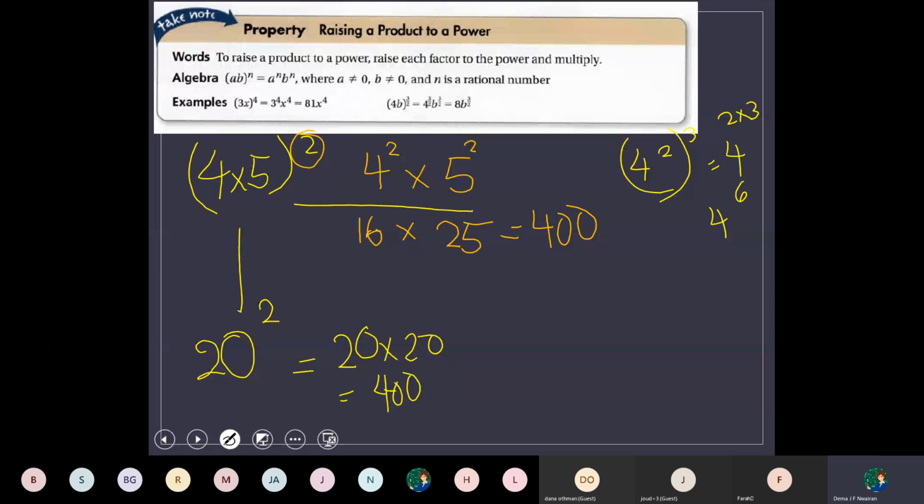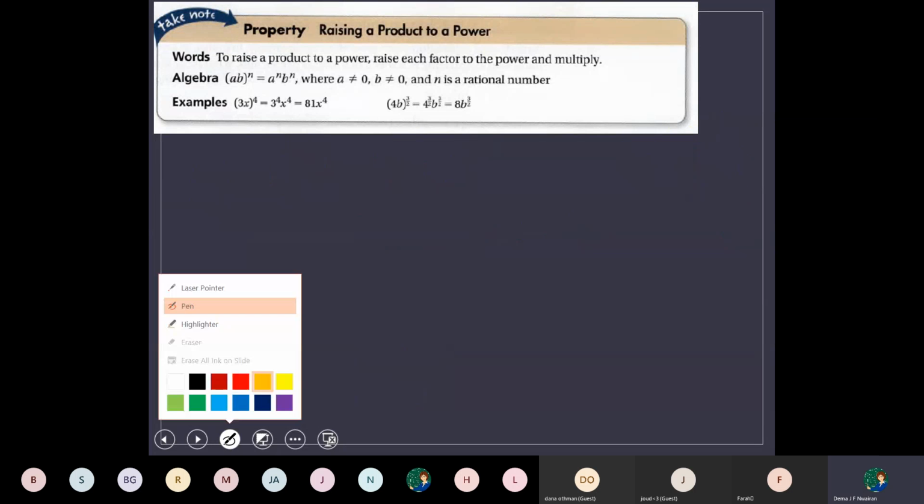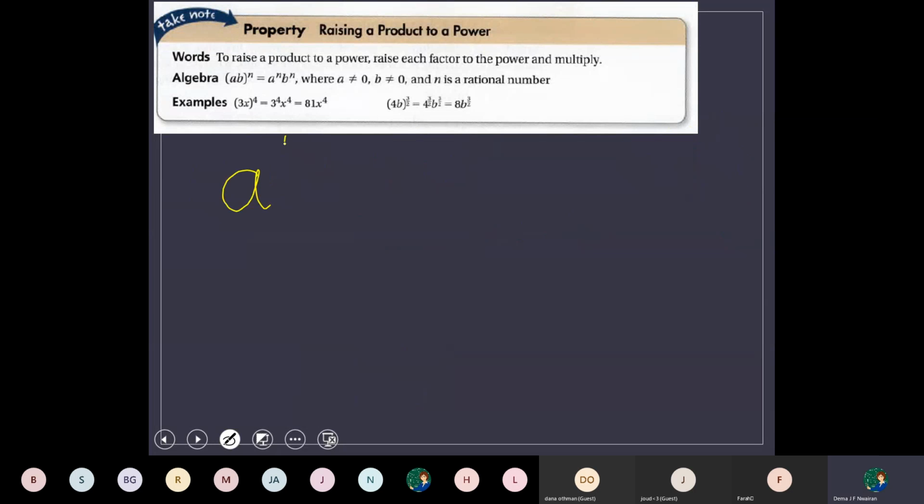So, if we have now A times B, any two variables, any two numbers raised to the power n, I will distribute n into A and B. So it will be A to the power n times B to the power n.